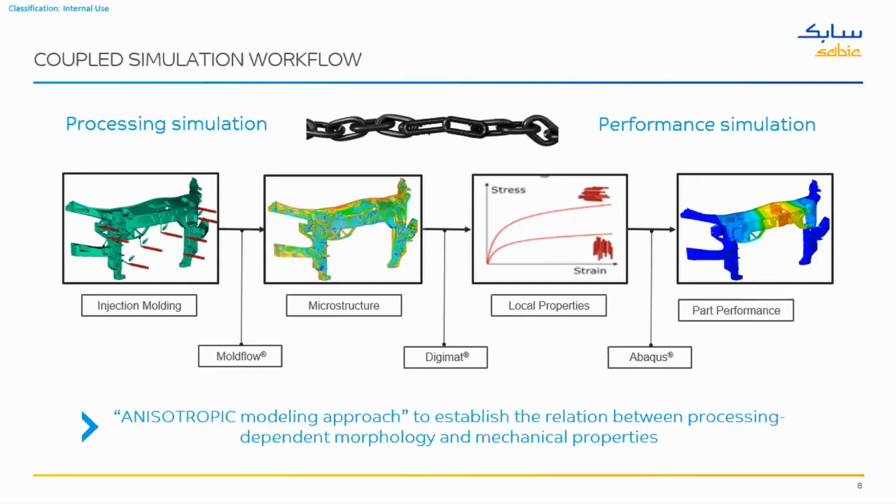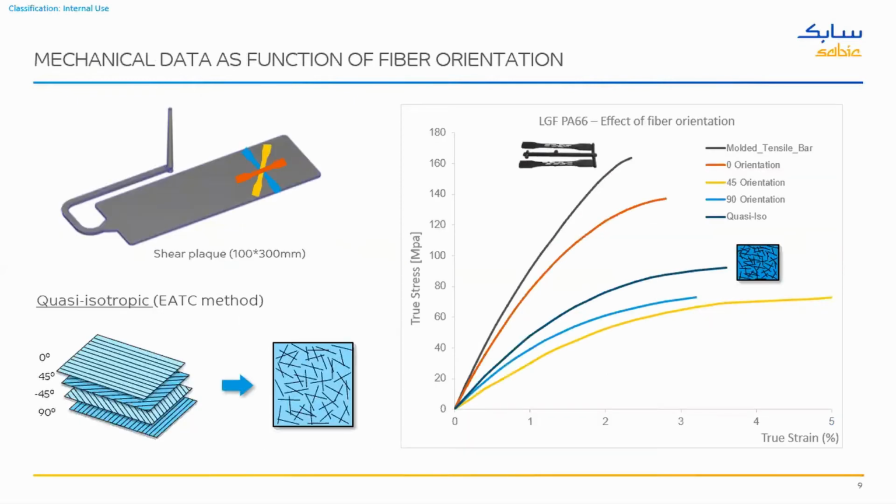As shown earlier, most of the datasheet values consist of properties based on direct molded tensile bars, which all of us know over-predict the performance. The approach we use in these studies, rather than molding a direct tensile bar, is molding a shear plaque, in which you already have some randomization of the fibers within your part, which is more representative of the reality of real part designs.